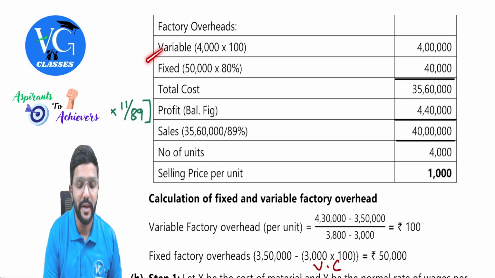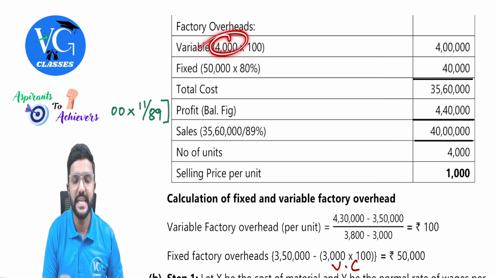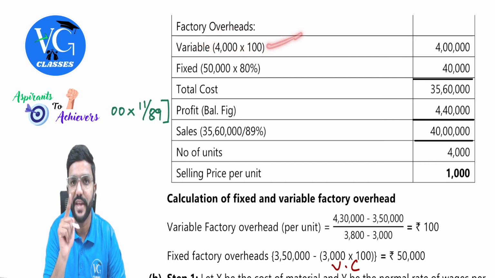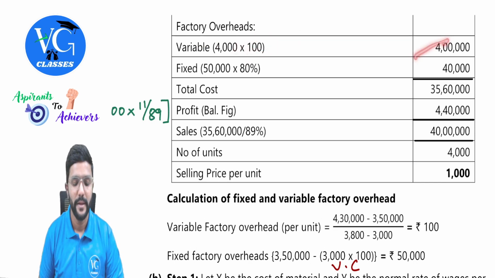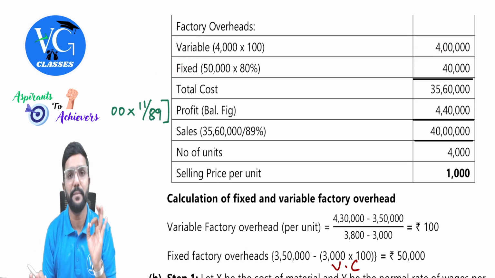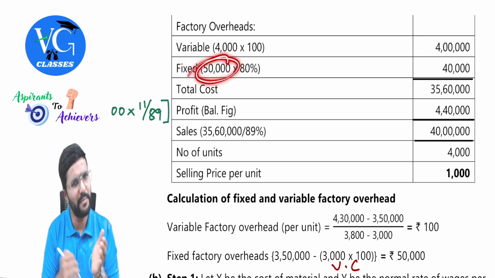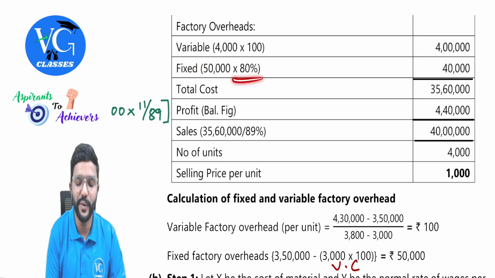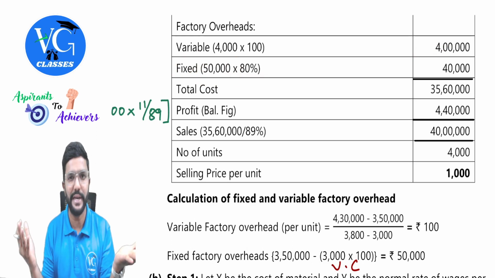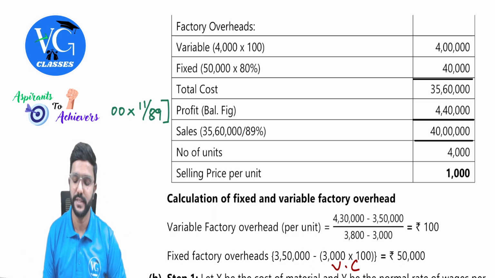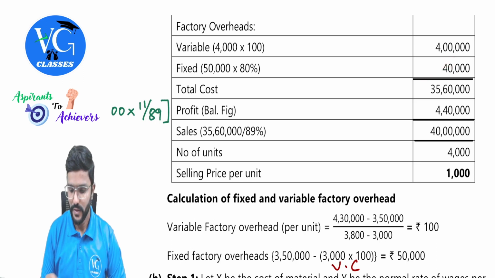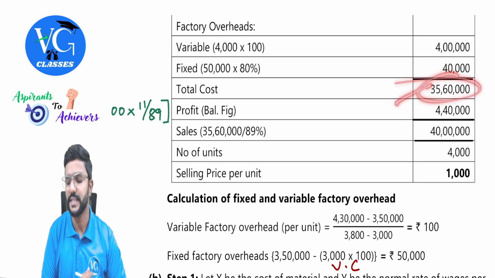Now for June month, 4,000 into 100. Please be careful. There is no change in the variable portion of the factory overheads, guys. Take into 100 itself. That's all. We will get 4 lakh. Whereas fixed will decrease by 20%. So you can take 50,000 minus 20%, or else into 80%. One and the same. 50,000 into 80%, which will give us 40,000. So the total cost is 35 lakh 60,000.